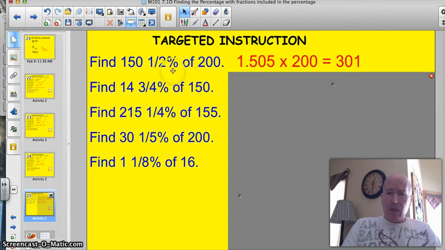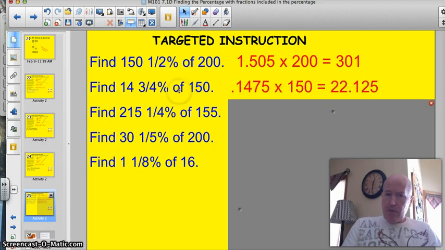150.5%. Well, you got to move the decimal 2 spots to the left as you divide by 100. So you got 1.505 times 200 would be 301. 14.75%. Well, if you move that decimal 2 spots to the left as you divide by 100, you're going to get 0.14, and then here's that 3/4, 75. So 0.1475 times 150 is 22.125. That's the answer there.